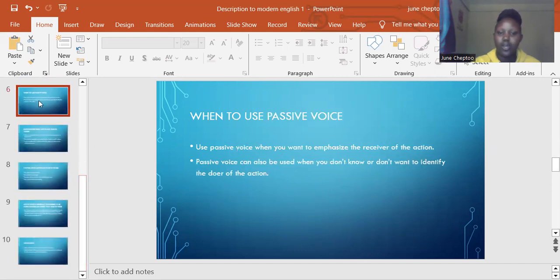Next, we are looking at when to use passive voice. We use passive voice when we want to emphasize the receiver of the action. Passive voice can also be used when you don't know or don't want to identify the doer of the action.